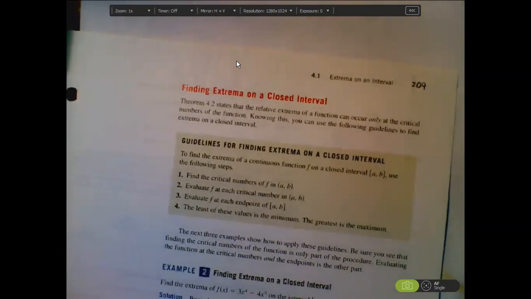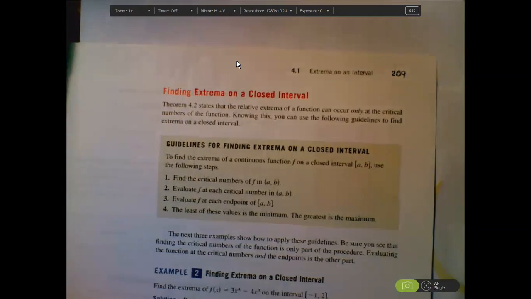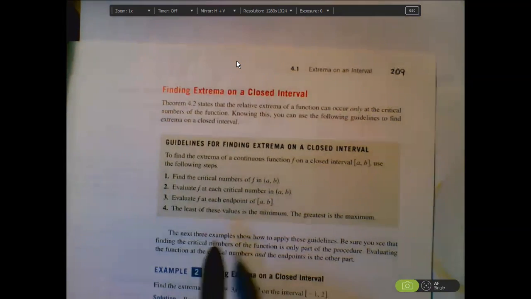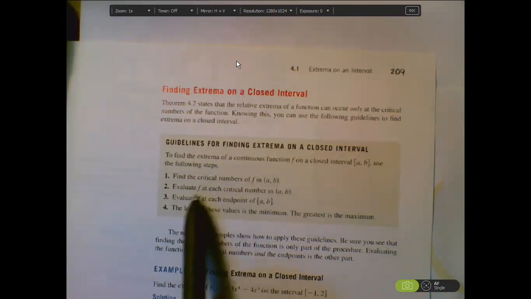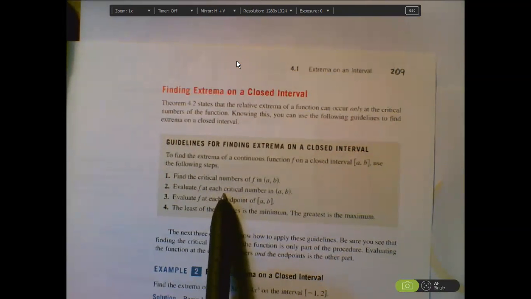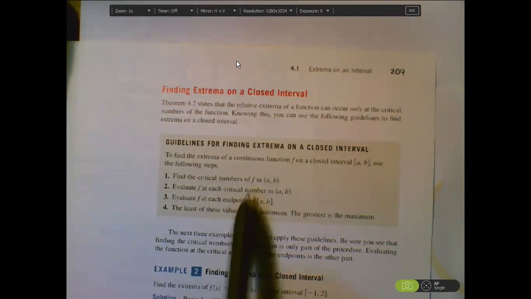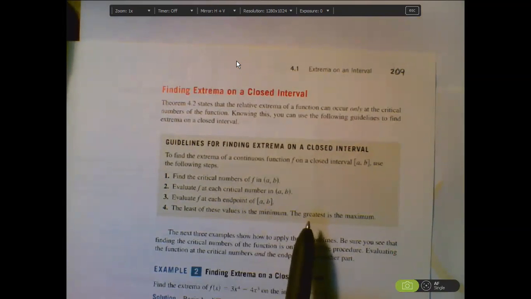And last thing, this tan box on page 209 tells you how to find the extrema on a closed interval. You find the critical numbers. You evaluate the function at each critical number and at the endpoints. The smallest one of those y values is the minimum. The highest one of those y values is the maximum.